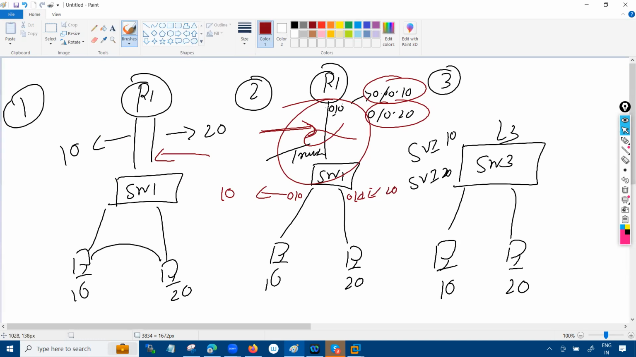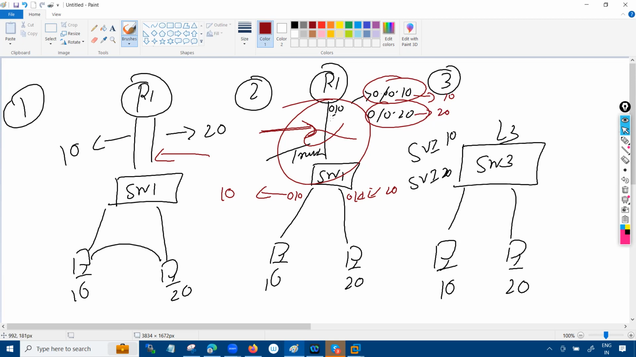And on this side, on the 0/0, we are just splitting the interface into 10 and 20. And then here we need to call the encapsulation dot1q VLAN number 10 and encapsulation dot1q VLAN number 20, so that tagging will be possible.